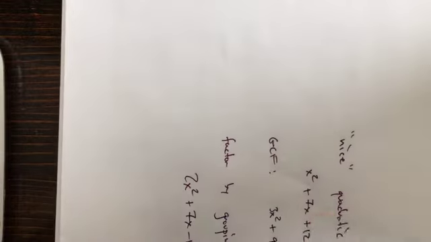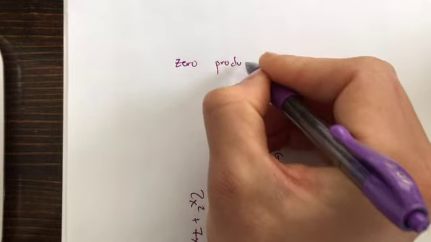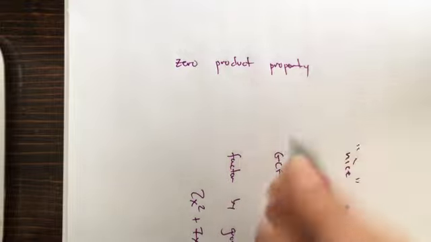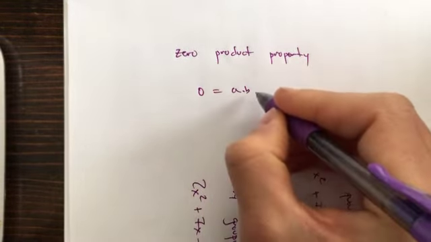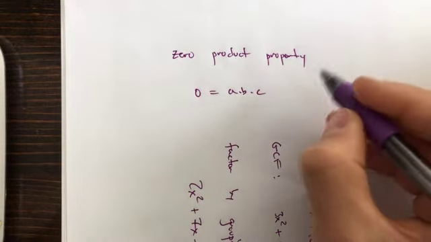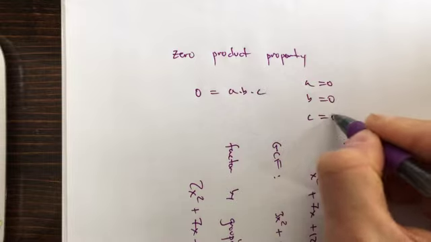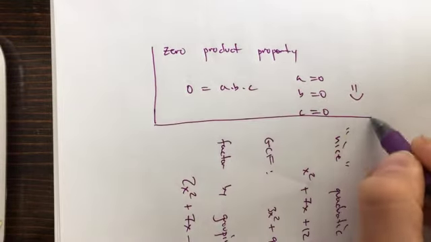And let's not forget the zero product property, which allows you to use factoring to solve equations. If 0 equals a times b times c even, then either a equals 0 or b equals 0 or c equals 0. Highly important property.